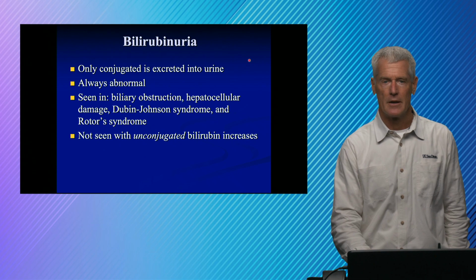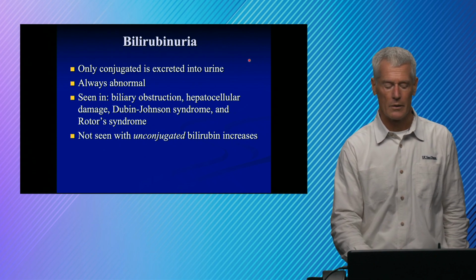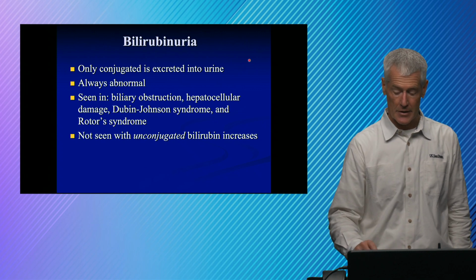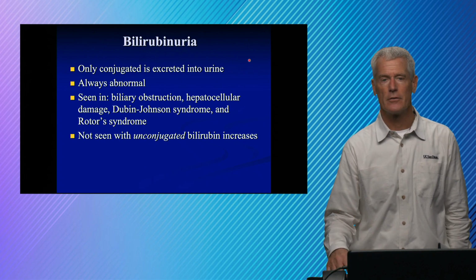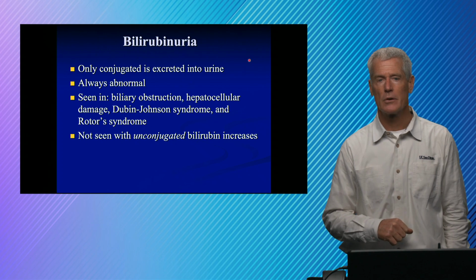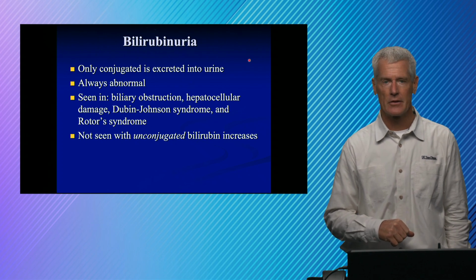And as we said, unconjugated bilirubin is not water soluble, so it doesn't get excreted into urine. So it has to be conjugated bilirubin to get into the urine. So that's a quick overview of some of the basic lab approaches to detecting liver disease.